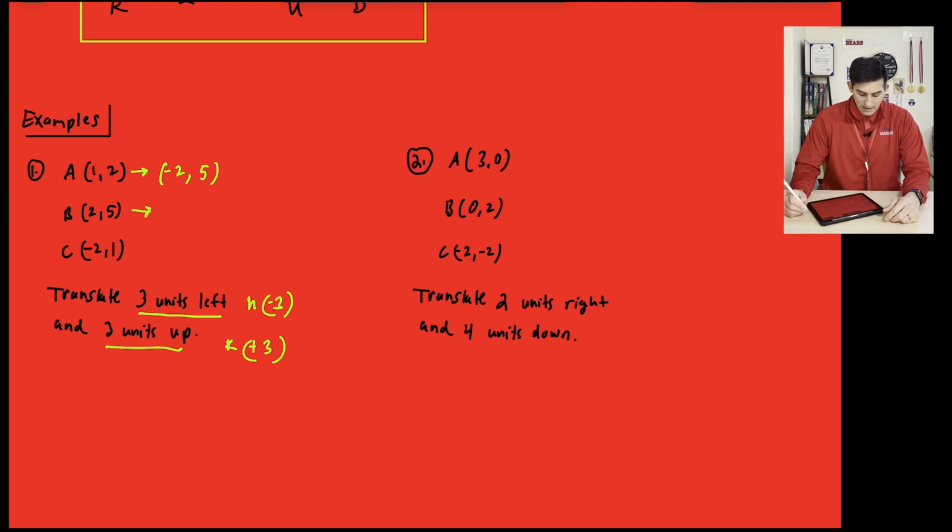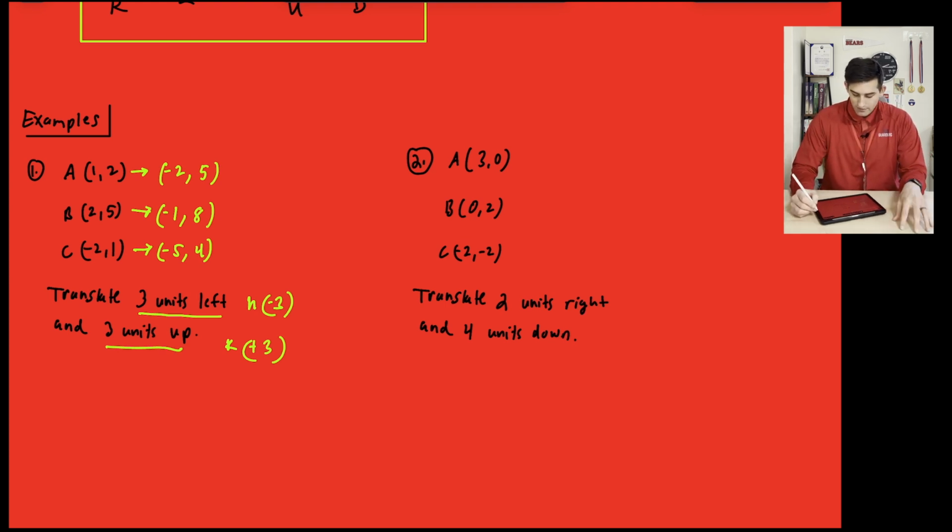All right, for B, we're at (2, 5), so 2 minus 3 would be -1, and 5 plus 3 would be 8. So (2, 5) moves to (-1, 8). For (-2, 1), we're going to do -2 minus 3, so that would be -5, and then 1 plus 3, which would be 4. Okay, so those would be our 3 new vertices, or the image of those initial 3 vertices.